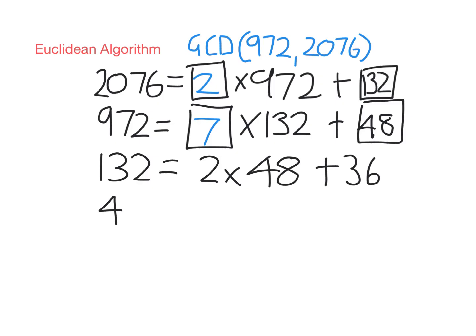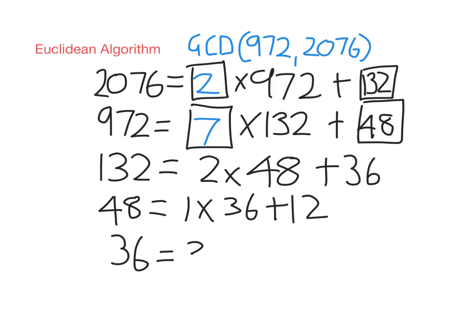And then we have 48 equals 1 times 36 plus 12. We keep going until there's no remainder. 36 equals 3 times 12. This number here is the greatest common divisor. You can see I was able to do it in 5 steps. Much fewer steps than if I used the algorithm on the previous slide.